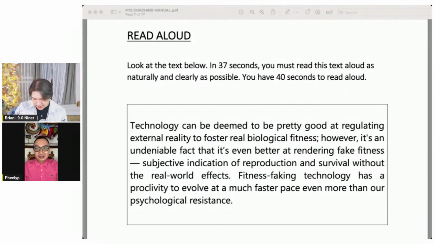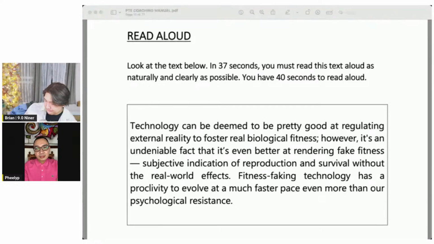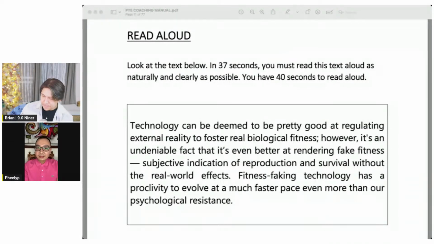Okay, so let's reset the time. Okay, that's 37 seconds. You can start speaking now. In the actual exam, there will be a beep.